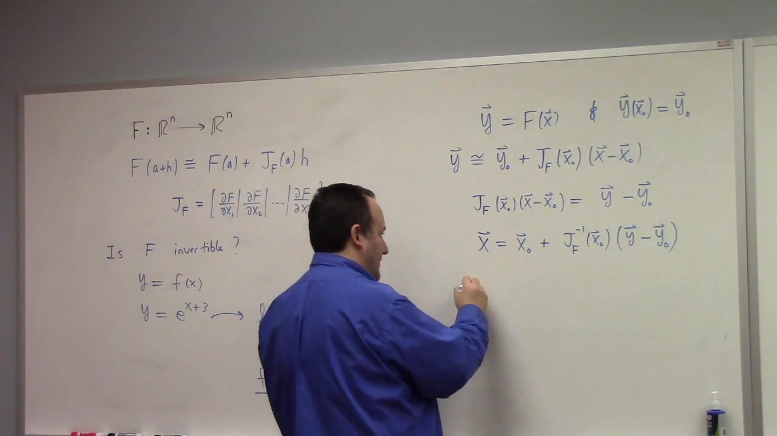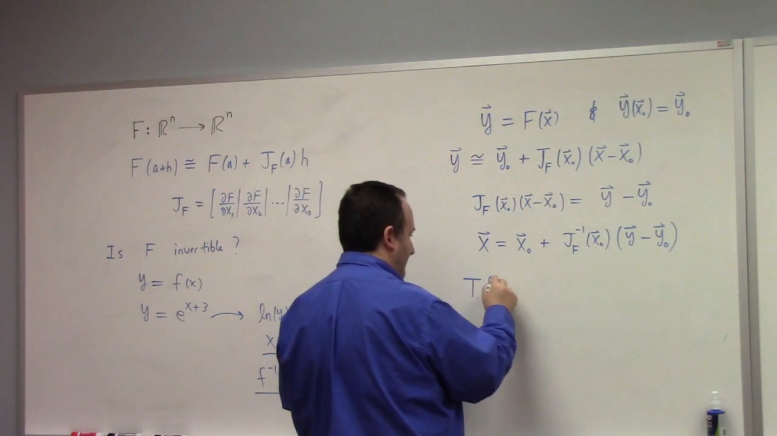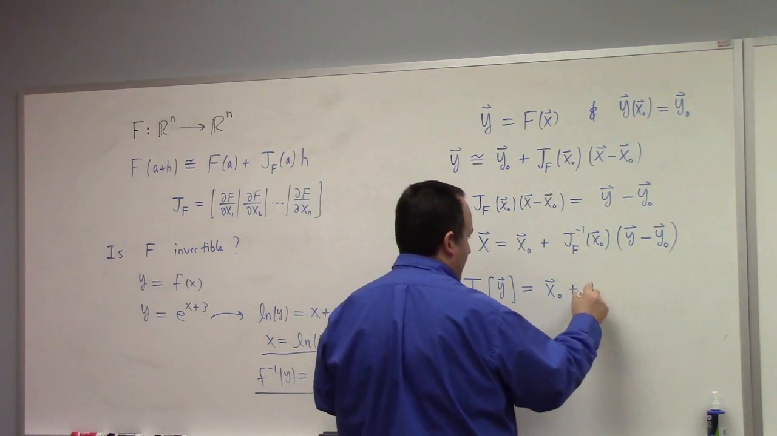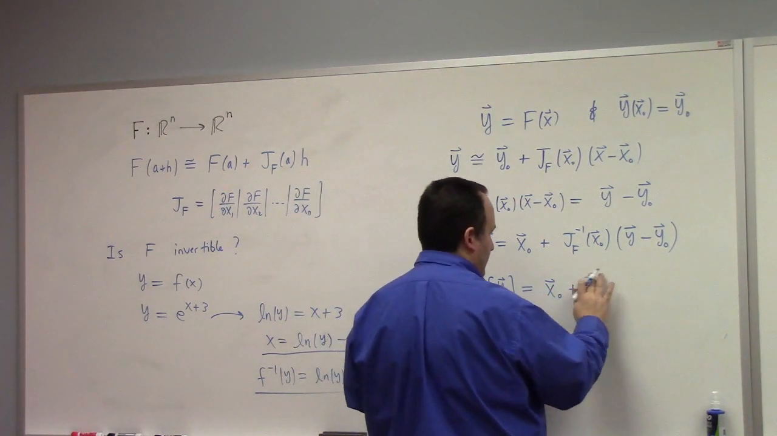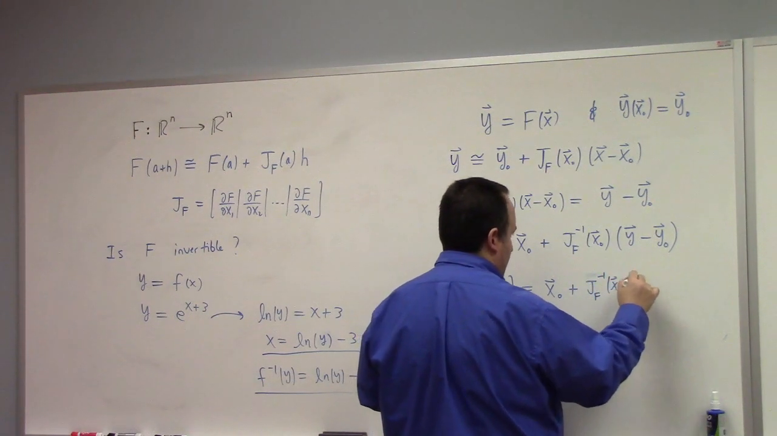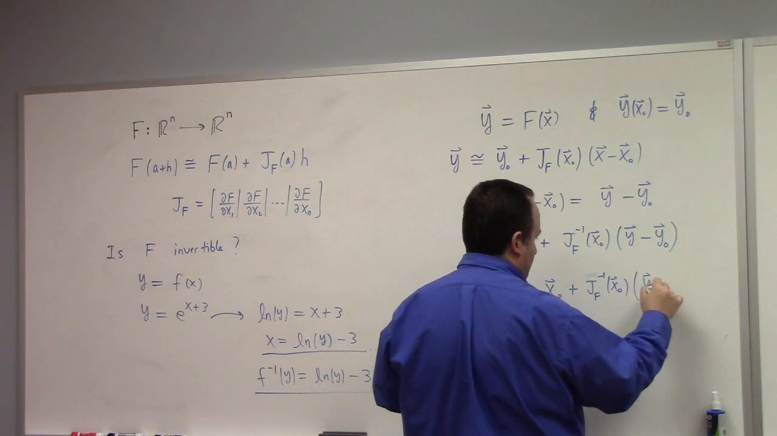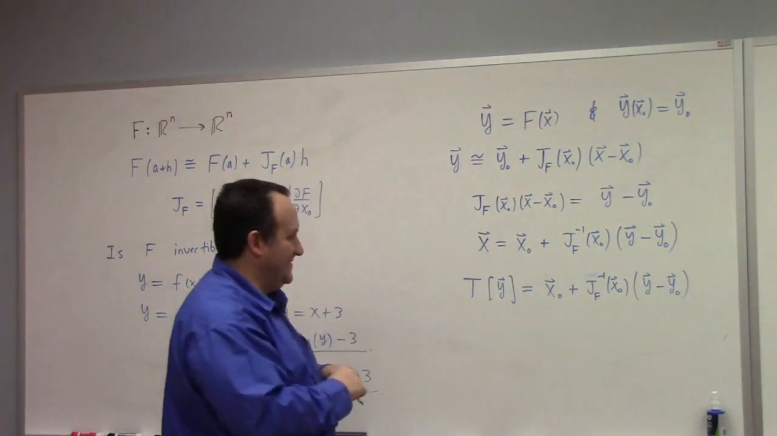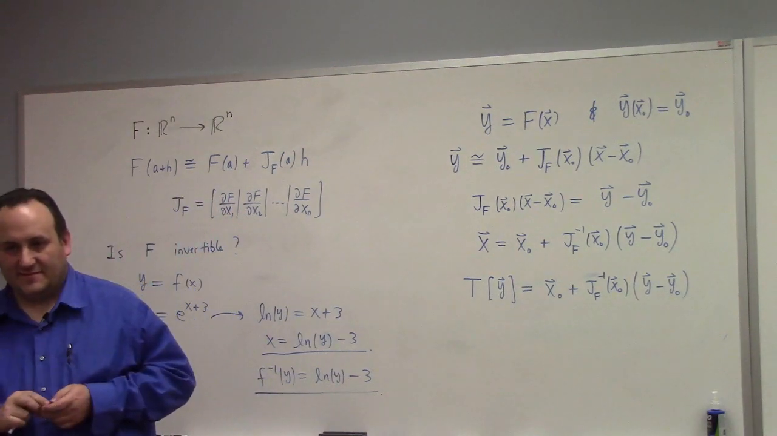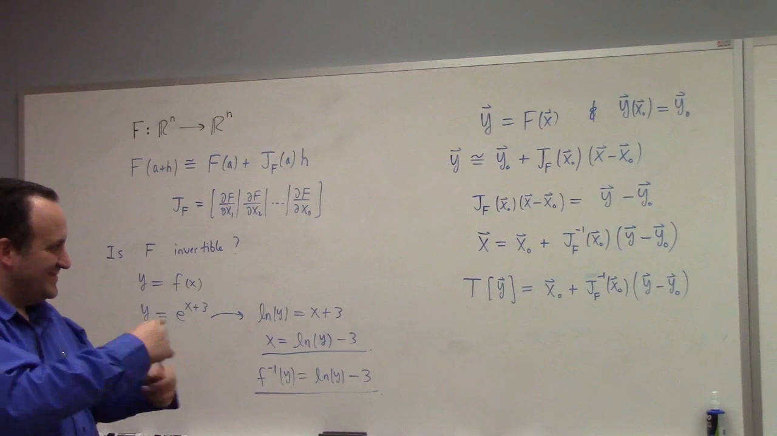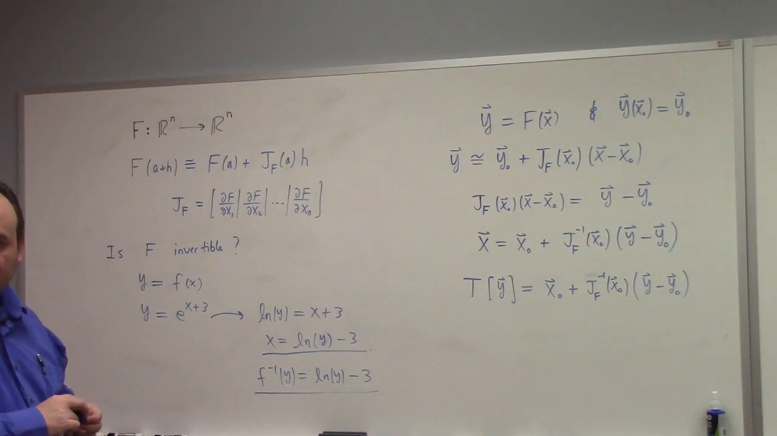And then you do something like T of y is equal to x naught plus the Jacobian f inverse of x naught, times y minus y naught. And that's how you iterate. You do it again. And you can just keep doing this, something like that.